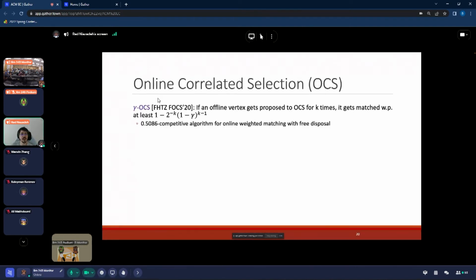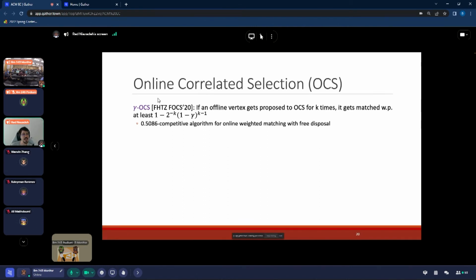And our algorithm is inspired by a recent FOCS paper, which proposed the same kind of inner algorithm for the non-reusable case. They show that there exists an online correlated selection algorithm in which if an online vertex gets proposed to OCS k times, it gets matched with probability of at least 1 minus 2 to the negative k times 1 minus gamma to the k minus 1.